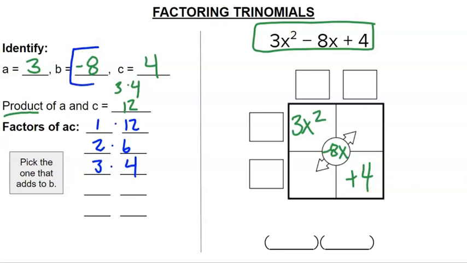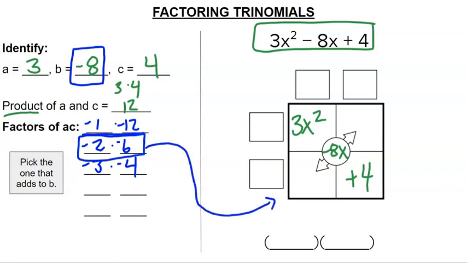And because our b is negative, but our c is positive, all of these values are going to be negative. We have all of them negative. So now which pair adds to b, adds to make that negative 8? That's going to be negative 2 and negative 6. So again, I'm going to put those into my box. Negative 2x, negative 6x.